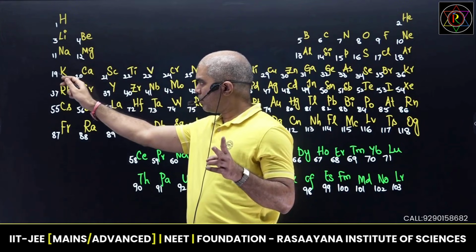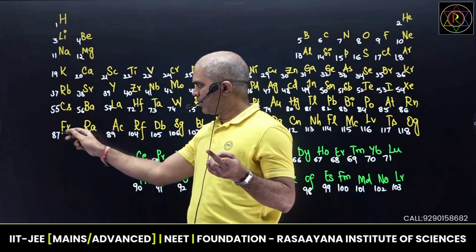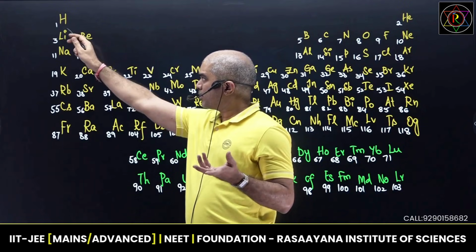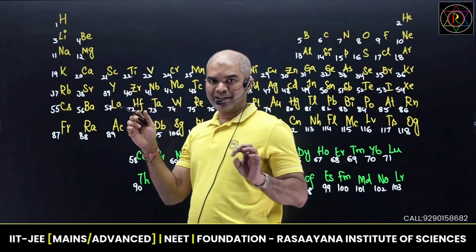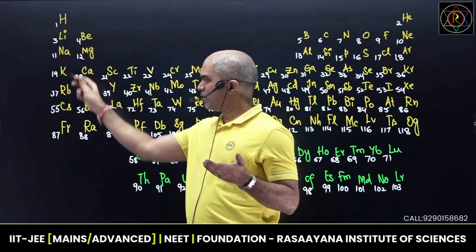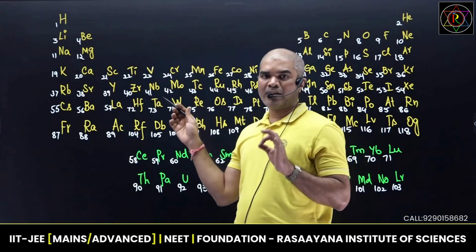The next difference will be 8. Next difference will be 18. Next difference will be 18. Then difference will be 32. So 1, everyone can remember. You just remember 2, 8, 8, 18, 18, 32. So accordingly you write these numbers. Once you get the first group numbers, then all the remaining numbering is very, very simple.